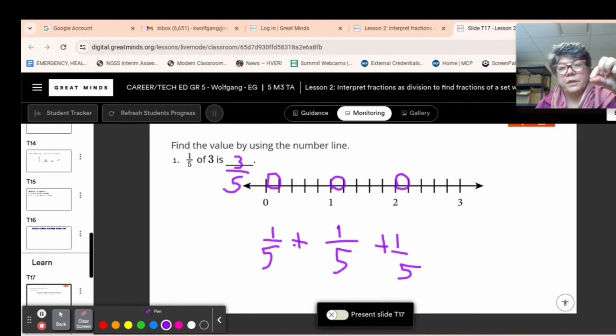We're still partitioning and taking our piece, but now we have 3 instead of 1, right? So when we're looking at 3 whole numbers, it's going to be a little bit different.